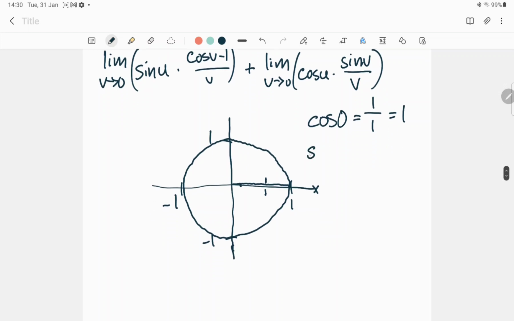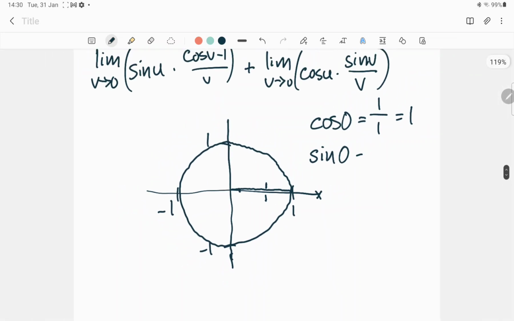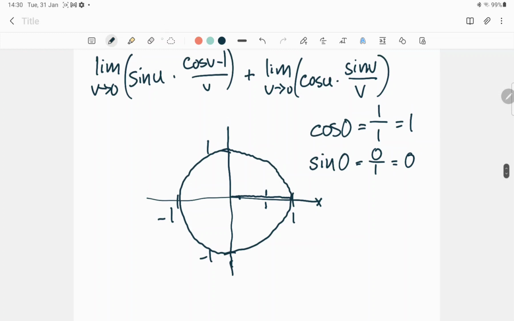And likewise, sine of 0, this opposite side will be non-existent in this triangle. So if we define it as the opposite side over the hypotenuse, this is 0 over 1, which is equal to 0. But sine of v over v, if we have sine of 0 over 0, this is equal to 1. Now that's another theorem for another day, but that gives us 1.